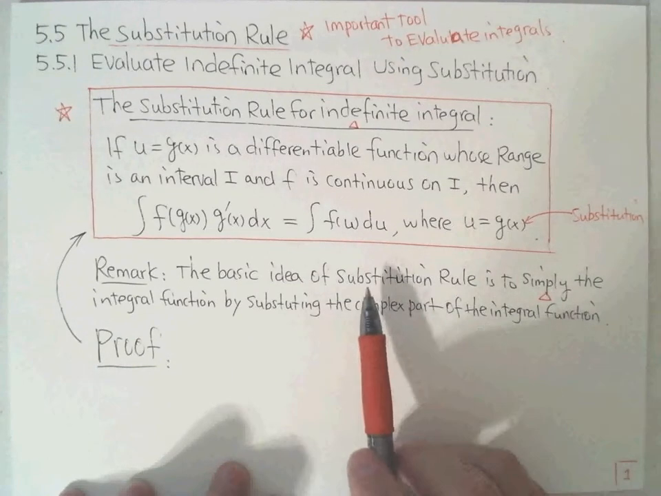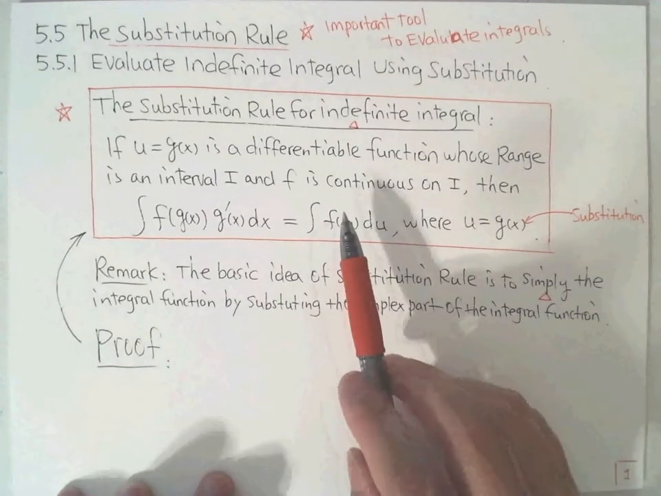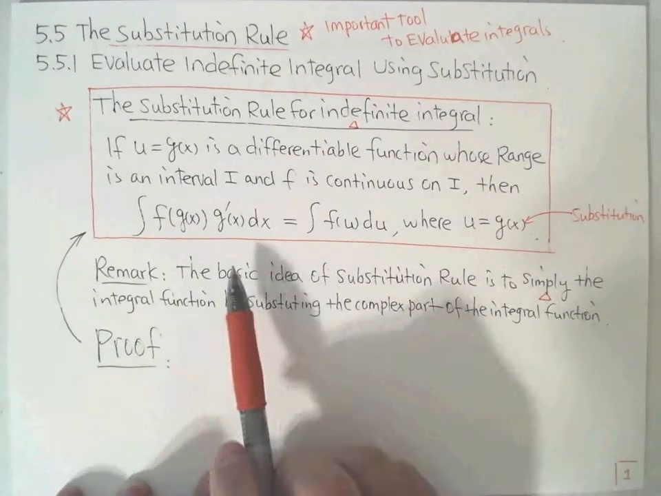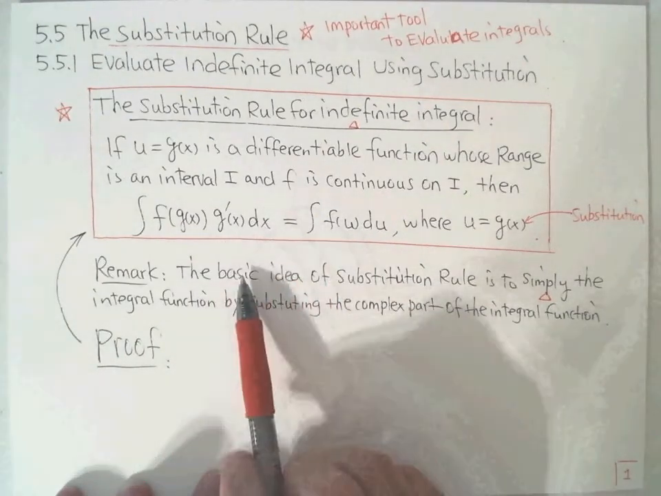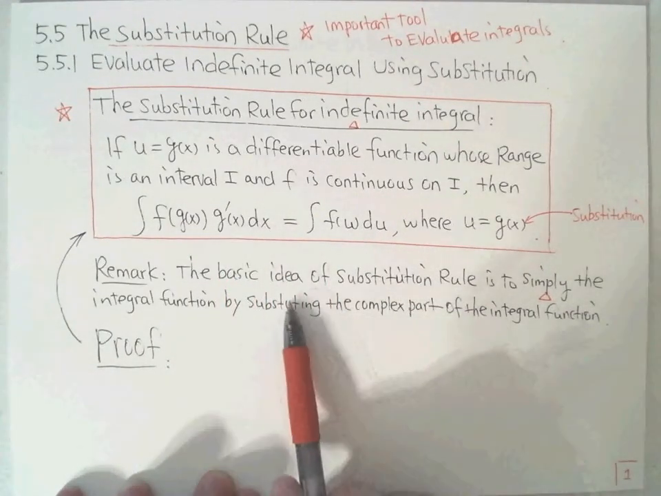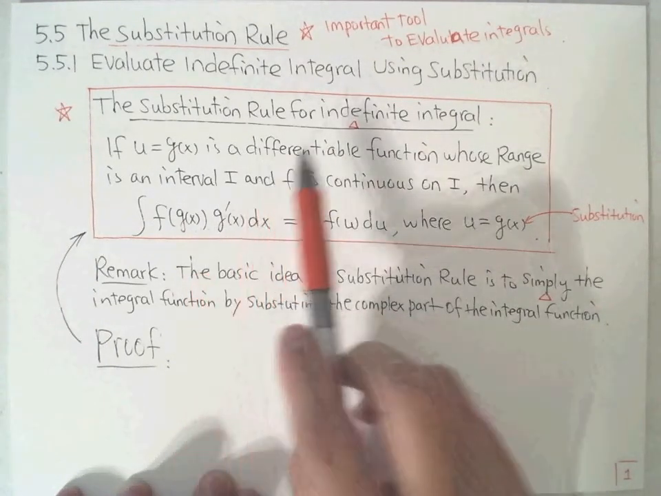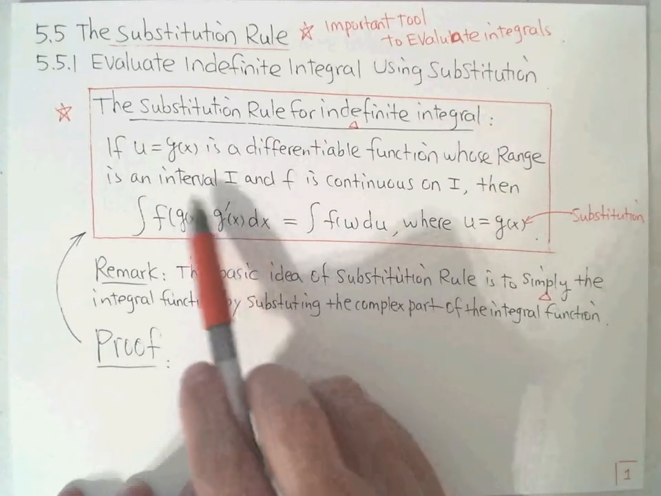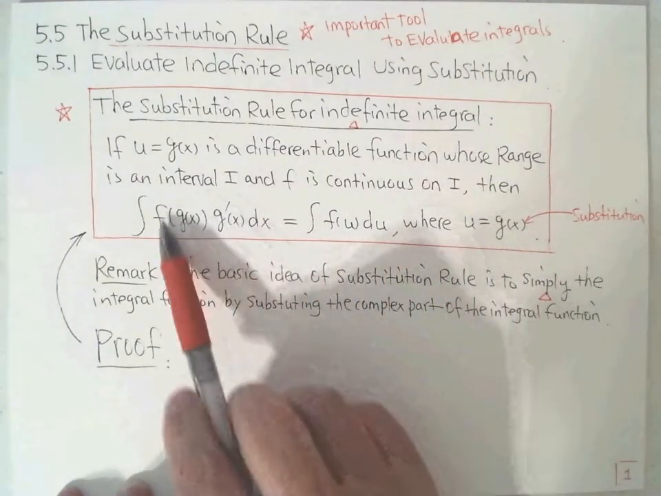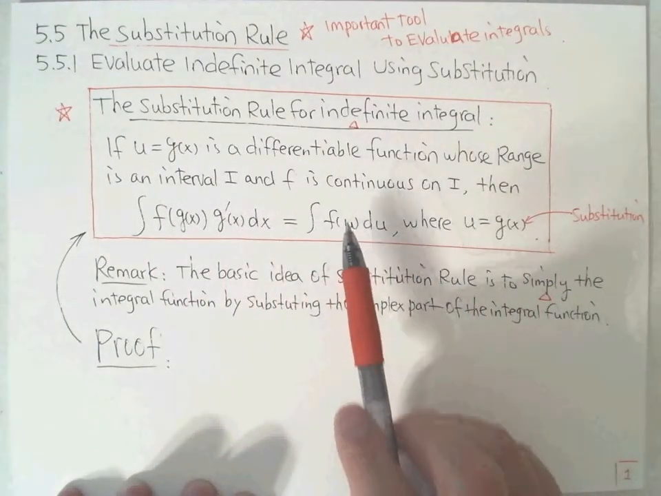Later I will prove why this is correct. First, let's look at the big idea. Here I put a remark. The big idea for the substitution rule is to substitute. After the substitution, we get a much simpler symbol for the integral function.